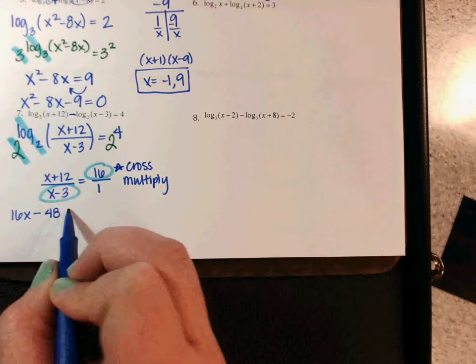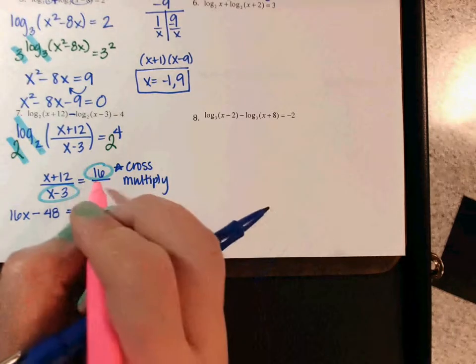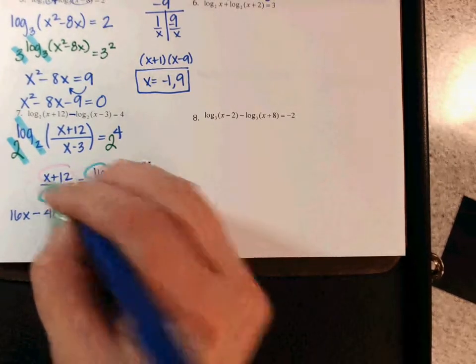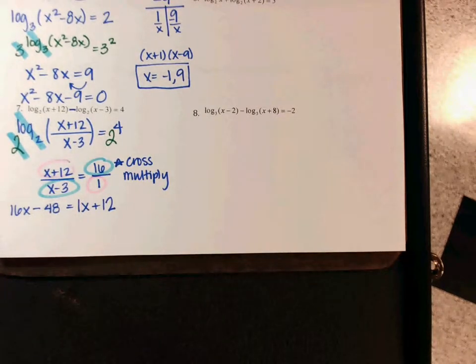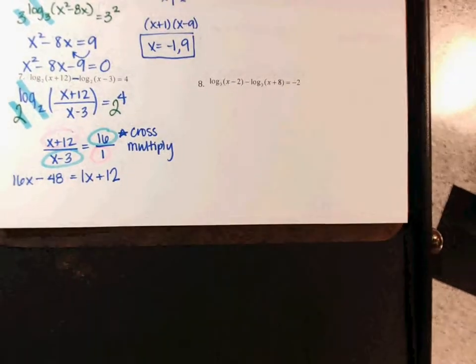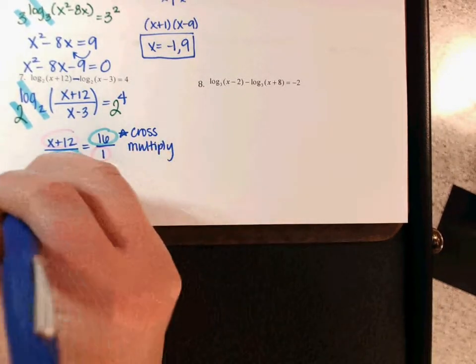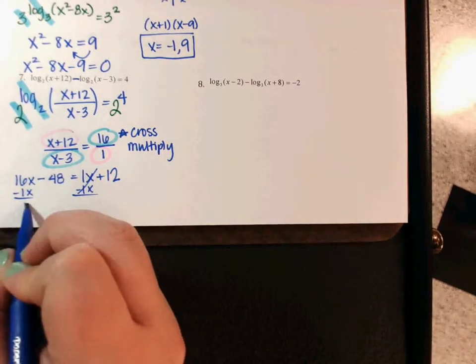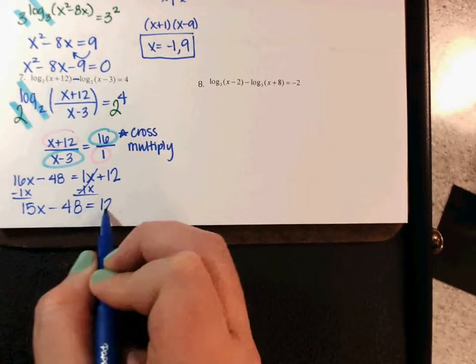Minus 48. Okay, now I'm going to do my pink diagonal next. I have 1 multiplied by x plus 12. Well, 1 times x is still just x. 1 times 12 is a plus 12. And then remember, from here you want to bring the baby to the mama. So we're minusing our 1x across. What's 16x minus 1x? 15x minus 48 equals 12.